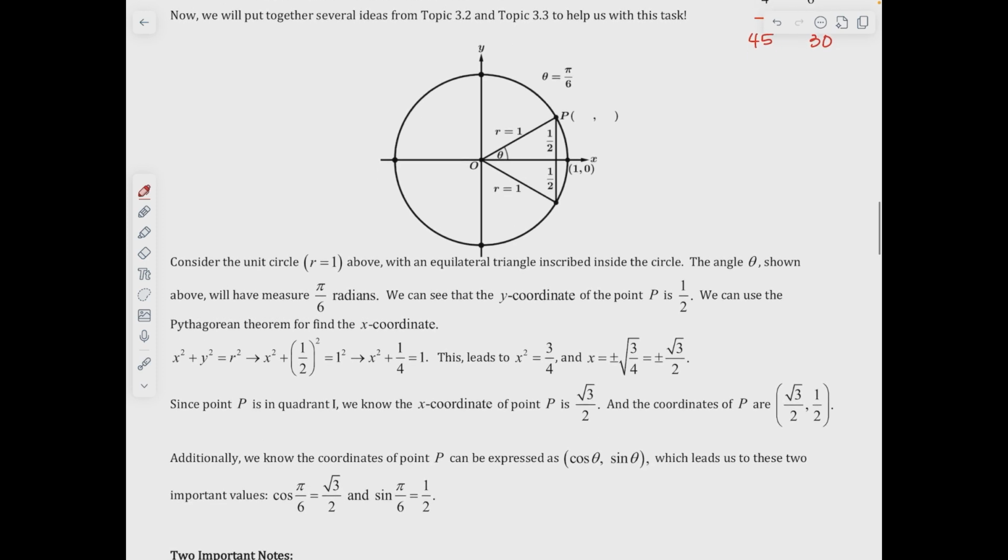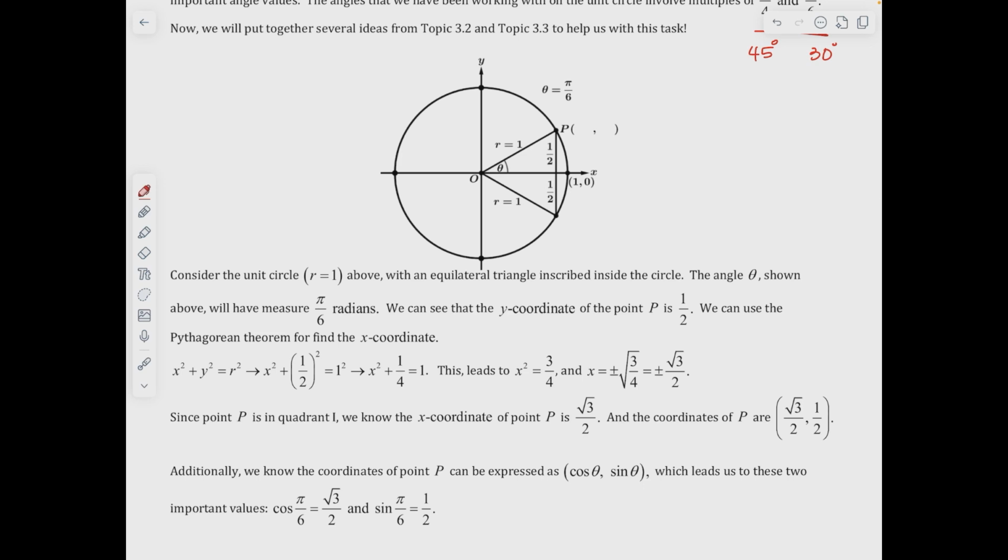Now we're going to put together several ideas to help us with this task. So consider the unit circle above, radius of 1, with an equilateral triangle. Because it's an equilateral triangle with a radius of 1, OP is 1 unit, that pink line is 1 unit, and that line is also 1 single unit. Because of that, the perpendicular bisector occurs, and you have this triangle right here where the radius is 1 unit long and it has a vertical height of 1/2.